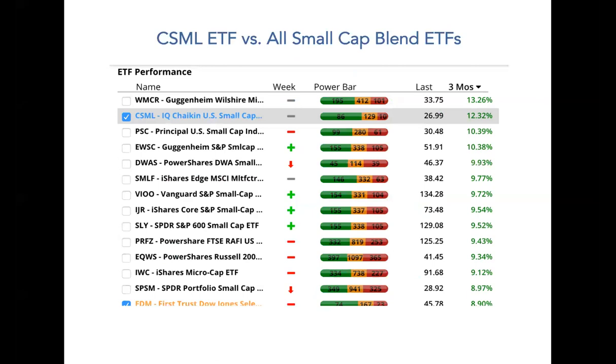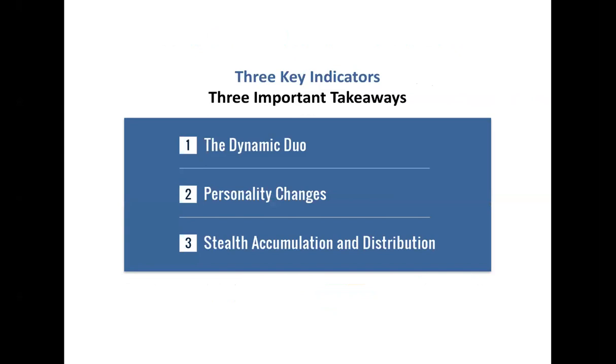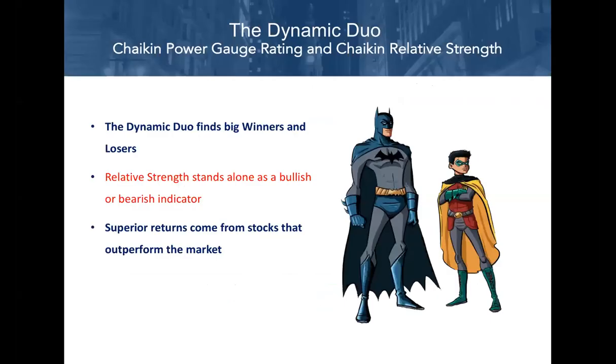What's the takeaway here? The takeaway is a disciplined methodology that incorporates fundamentals like the power gauge rating can help you trade better and invest better. So let's dive in to what's special about Chaikin and our approach to profitable trading. We have 3 important indicators, 3 key indicators, and 3 important takeaways. The third one is going to be sharing a tip, as I said, that we've been teaching institutional investors for over 30 years. So the first one is called the dynamic duo.